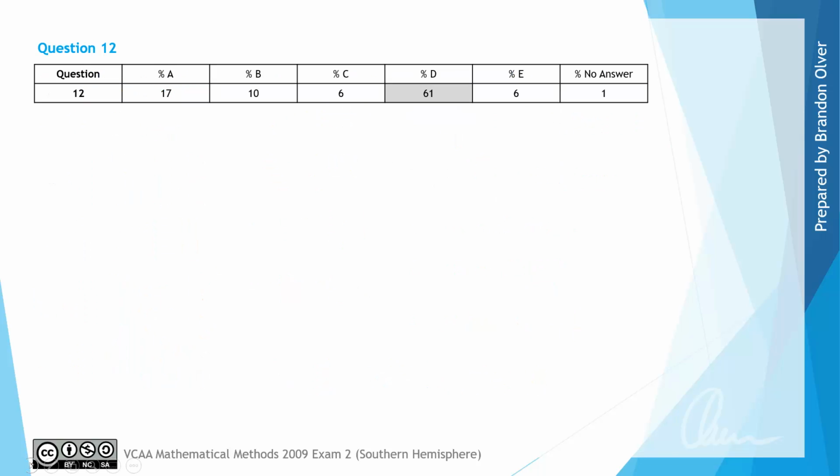From the examiner's report, we can see that this question did challenge a number of students, with 61% of students getting this question correct.